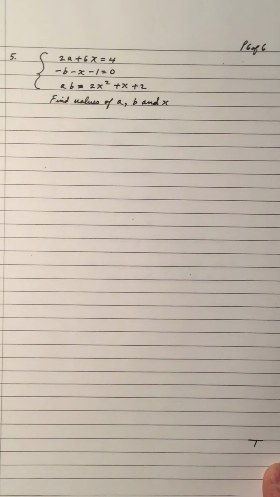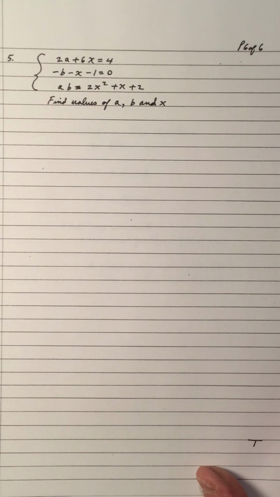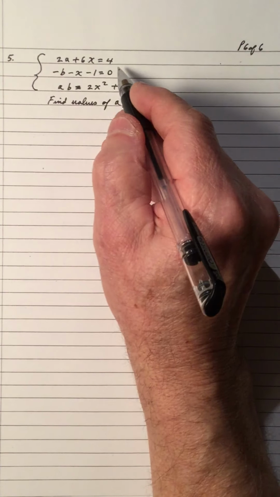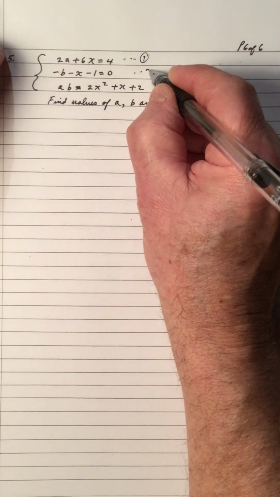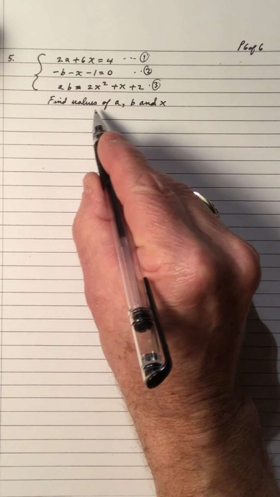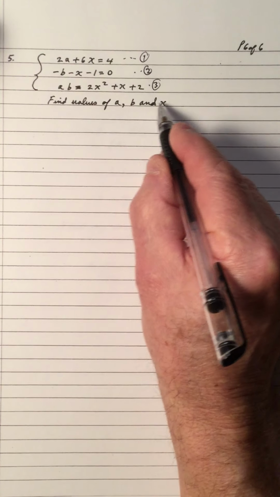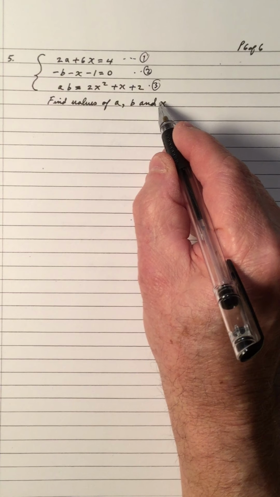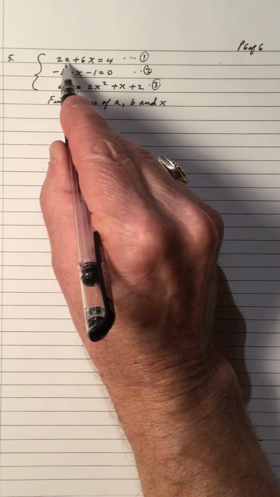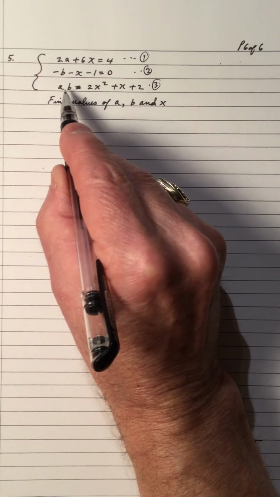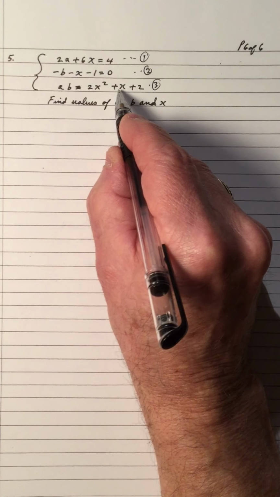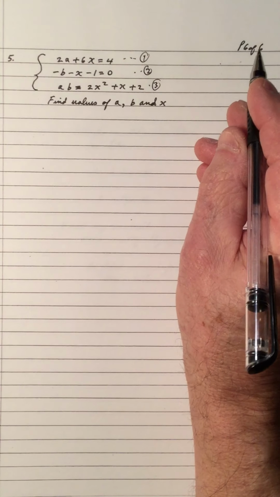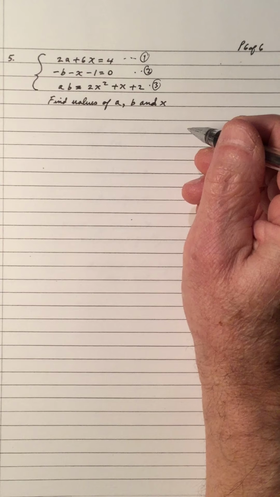And one more to do, the final one. And let's see what we have here. We have 3 equations. So let's take, this is equation 1, this is equation 2, and this is equation 3. And it says find the values of A, B, and X. There's an A and an X, there's a B and an X, there's an AB equals 2x squared plus x plus 2. So how do I get the values of A, B, and X?